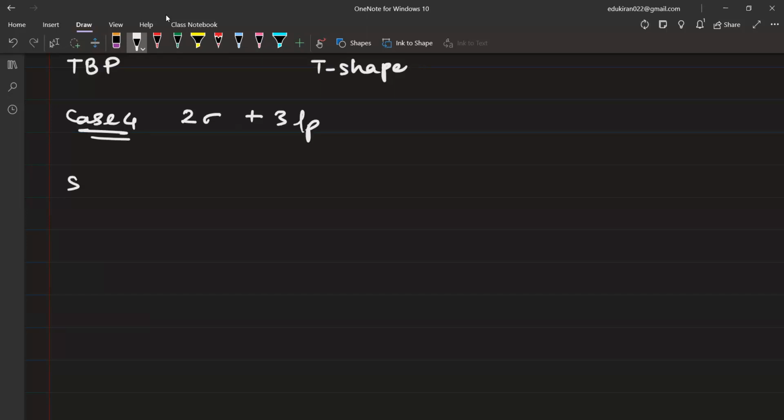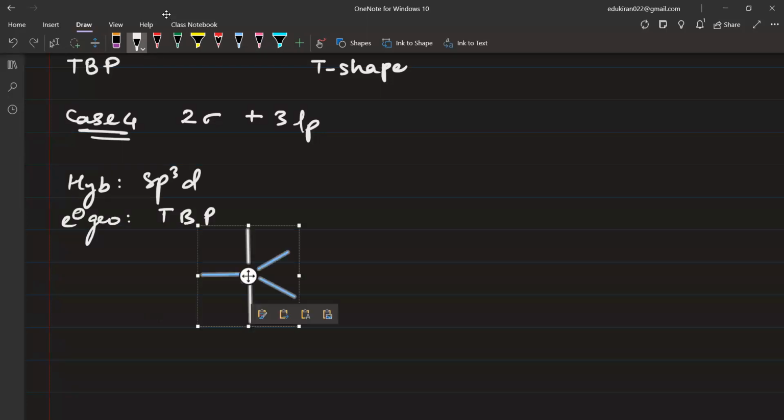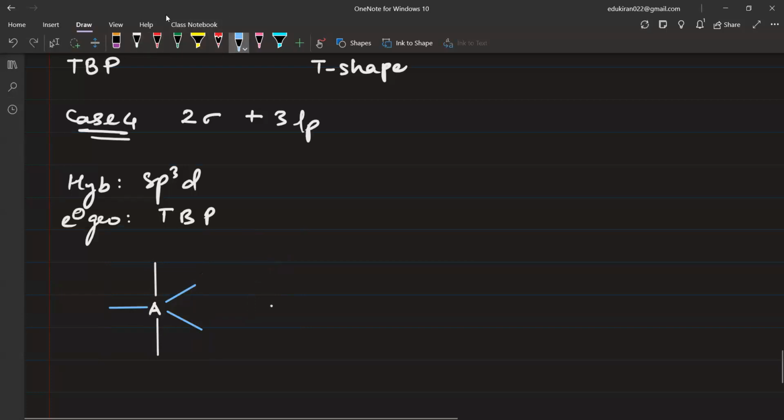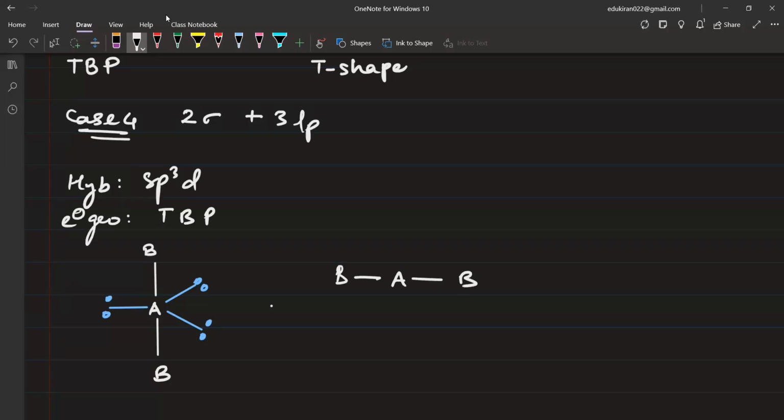Now, hybridization is still going to be sp3d, and the electronic geometry still trigonal bipyramidal. And if I look at the shape, then the shape will be. So we'll put the lone pairs first of all. So we have 3 lone pairs. 3 lone pairs will be on the equatorial position because of less repulsion. And I will put the B atom here and another B atom here. Now if I make B, A, and B, so this is kind of a straight line.